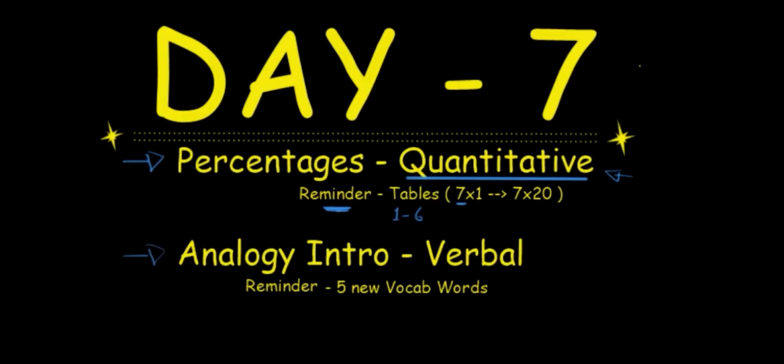For the verbal part, we're going to be doing the basics of analogies, basically an introduction with a few questions as far as the verbal part is concerned. Again, I would like to remind you that we're going to keep up with our habit of adding 5 new words into our vocab journal every single day. So those are the 2 things that I'm expecting you to do on your own, and these other 2 things we'll be doing together. We'll be starting off with percentages.